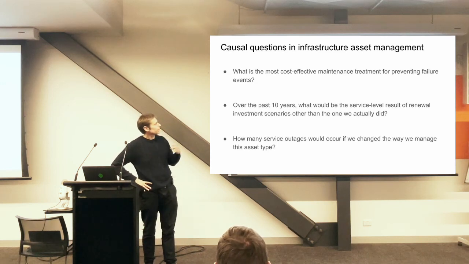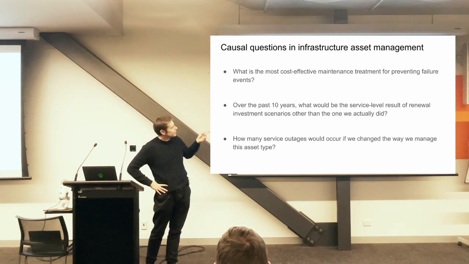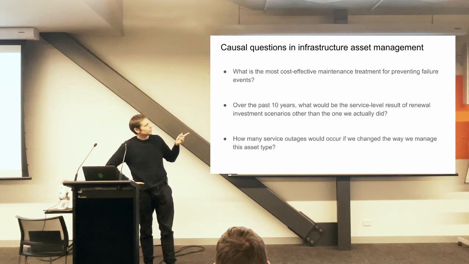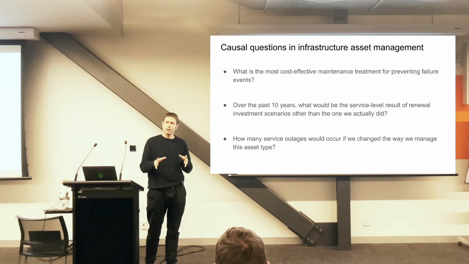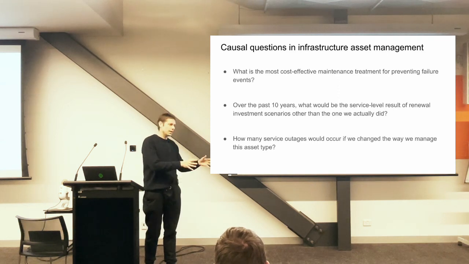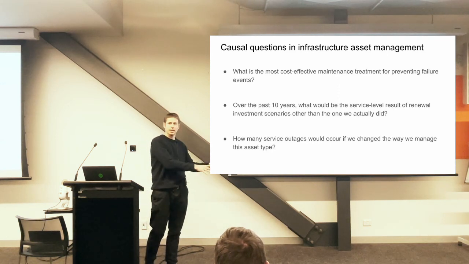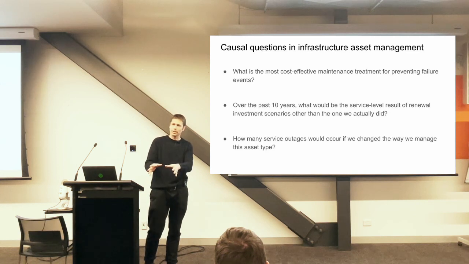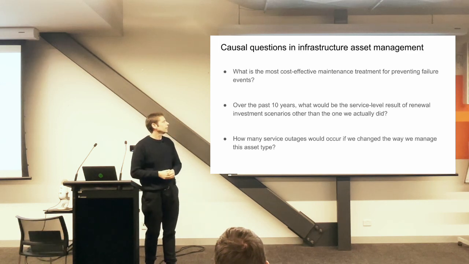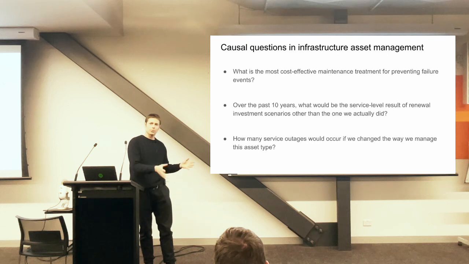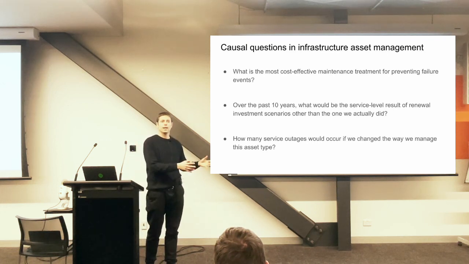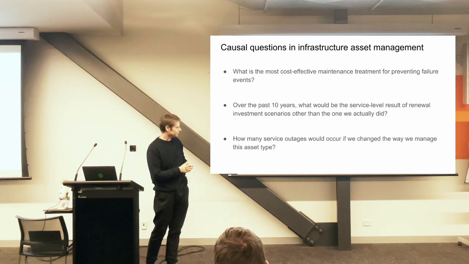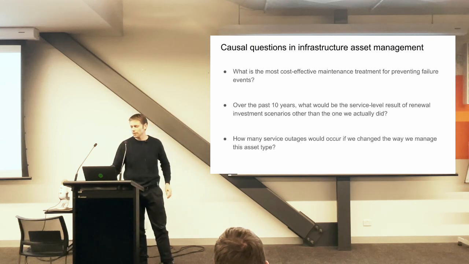Another one that comes up, which has a big dollar value attached to it, is: over the past 10 years, what would be the service level result of these different renewal investment scenarios? So if we put this amount of money into this bucket, what do we get? If we put a different amount of money into a different bucket, what is the network outcome? And we can actually go back in time. If we've got a causal model, we can give you a counterfactual answer about what would have happened if you changed your investment policy. These are the kind of causal questions that we can address.